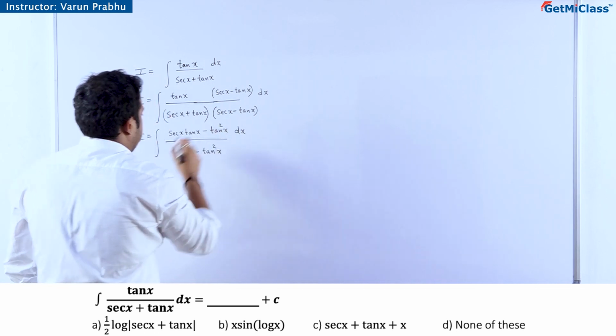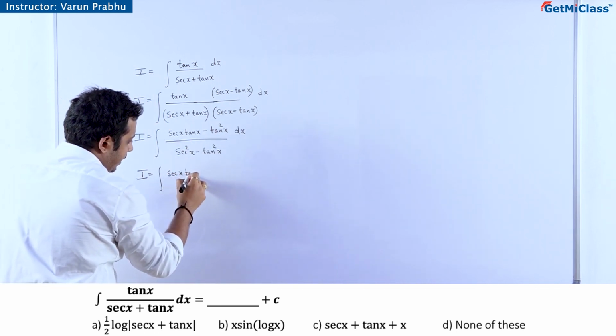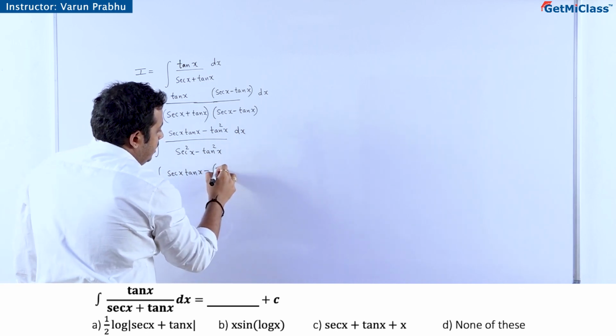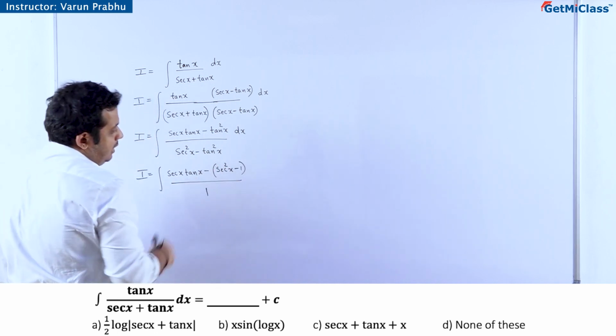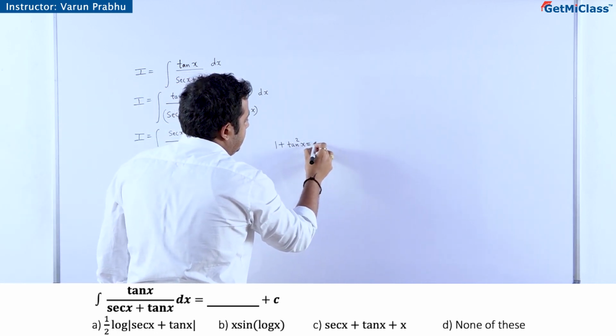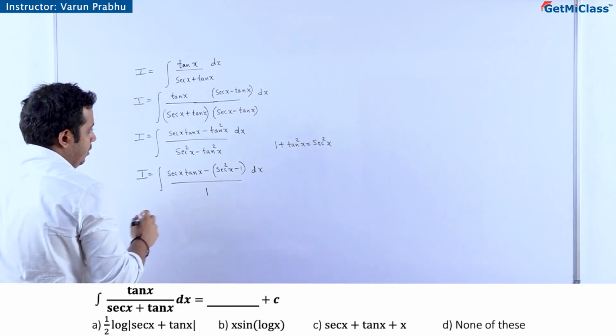So times dx. So I is equal to the integral of secant x into tan x minus tan squared x, which can be written as secant squared x minus 1, since secant squared x minus tan squared x is 1. All this is happening because of the trigonometric identity 1 plus tan squared x is nothing but what is it? Secant squared x times dx, right or not?